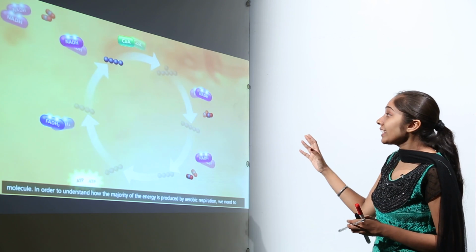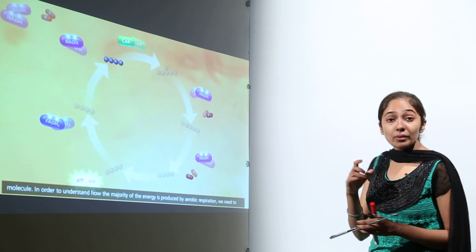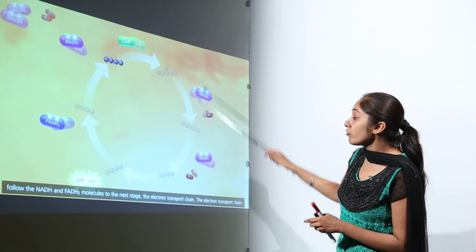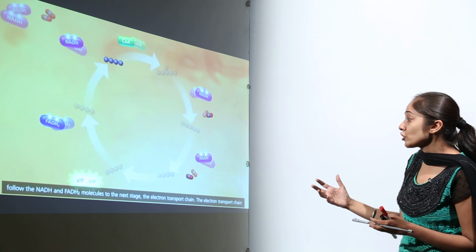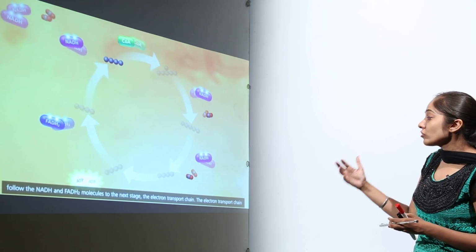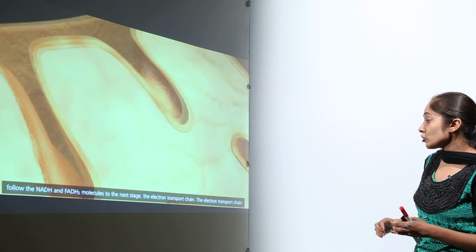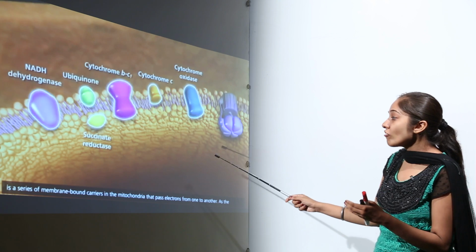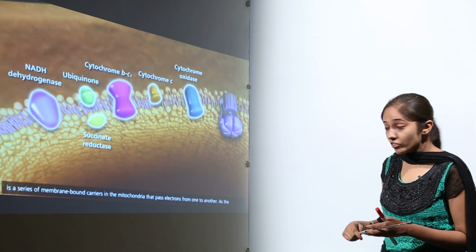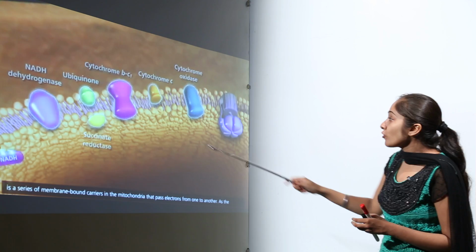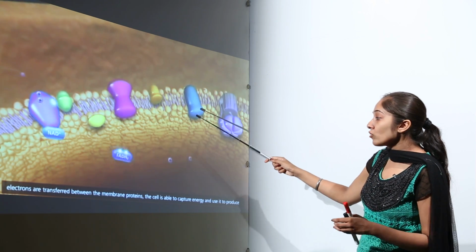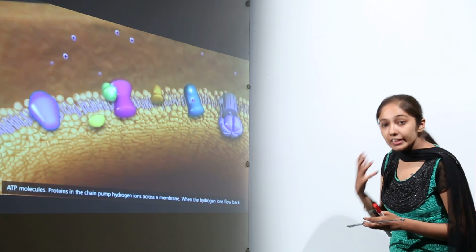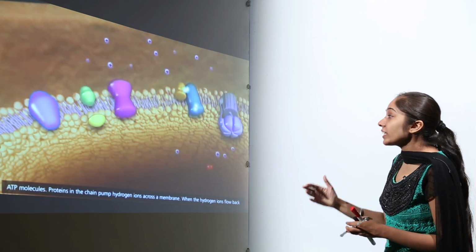To understand how the majority of the energy is produced by aerobic respiration, we need to follow the NADH and FADH2 molecules to the next stage, the electron transport chain. What is the electron transport chain? In the mitochondria, it is a series of membrane bound carriers that pass electrons from one to another. Electrons are transferred between the membrane proteins, and the cell is able to capture energy and use it to produce ATP molecules.